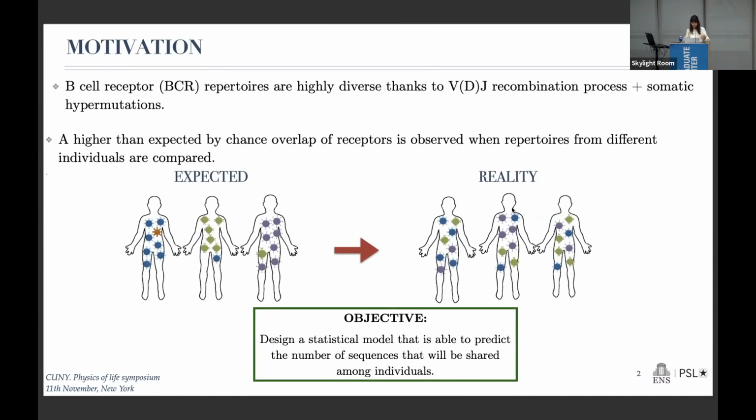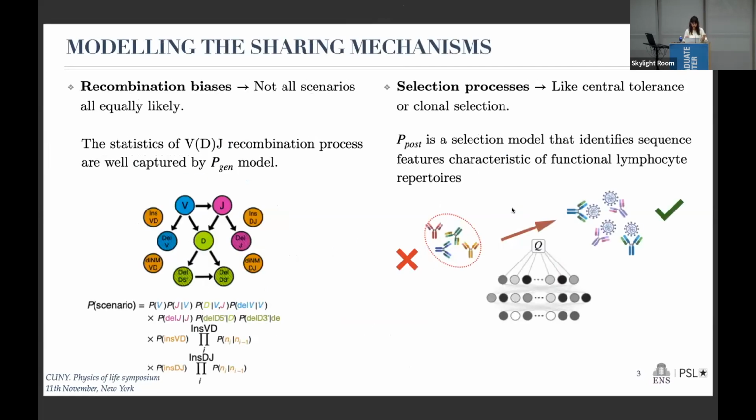So what I have done is to develop a statistical model to account in healthy individuals how many of these receptors will be shared. And to do so, we need to focus on the main sources of this convergence. First of all, as I told you, this VDJ recombination is a main source of diversity, but the receptors that are generated are not all equally likely to be generated. There are some statistical biases in this process that make some receptors very easily generated, and they will be present in almost all people.